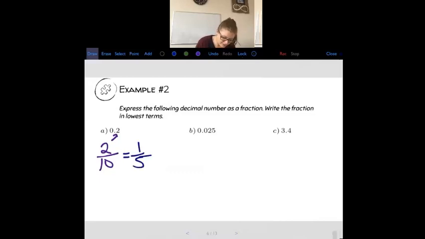For part B, we have 25 in the tenths, hundredths, thousandths place, so this is 25 over 1,000, and you can use your calculator or you can use division to reduce this down. This is 1 over 40.